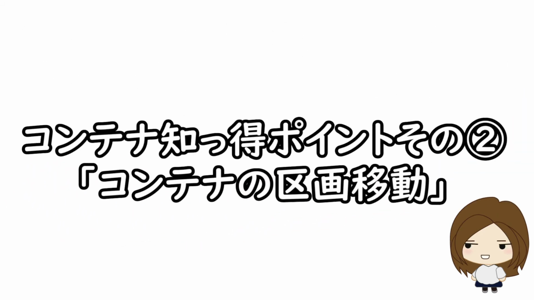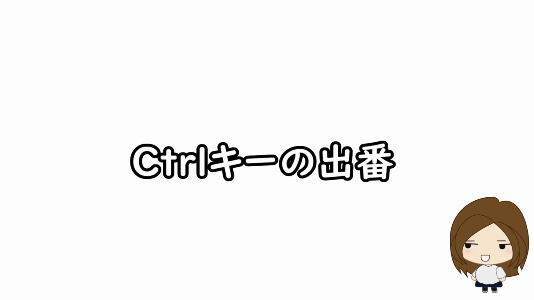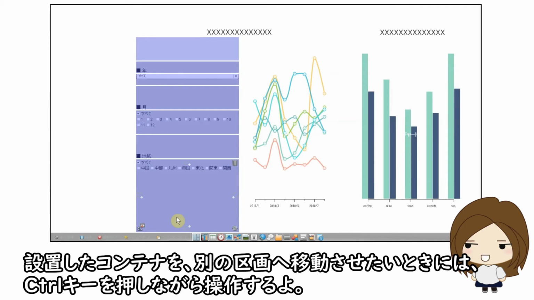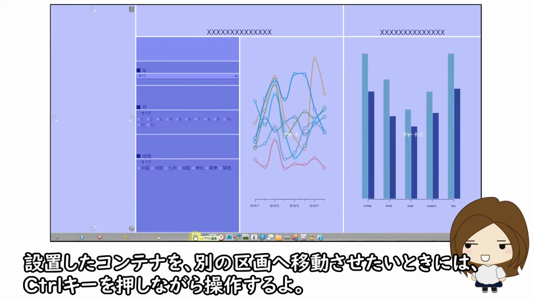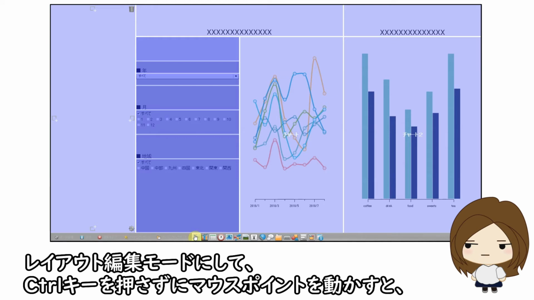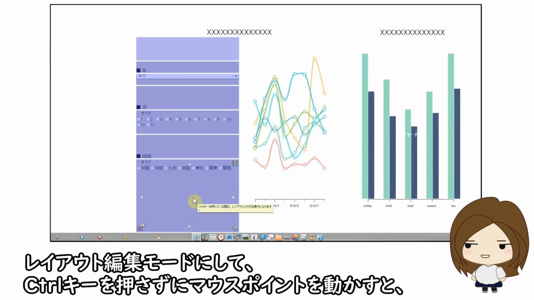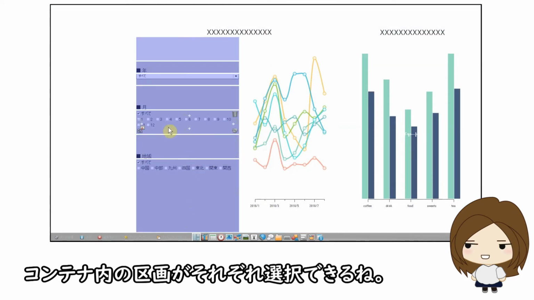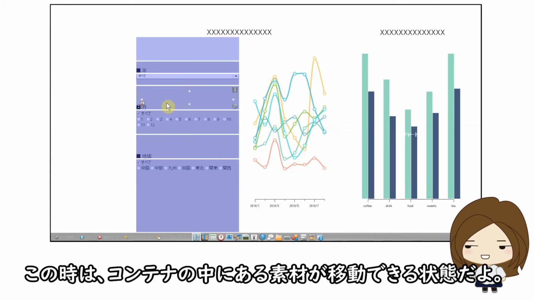This is number 2 of Yumi's tips and tricks, how to move a container to a partition. This is where the control key comes in. To move a container from one partition to another, hold down the control key while performing the operation. At this point, we should also know how to determine if a container itself can be moved. If you move the mouse cursor without holding down the control key in Edit Layout mode, you can select each partition within a container. Right now, you can move the items within the container.